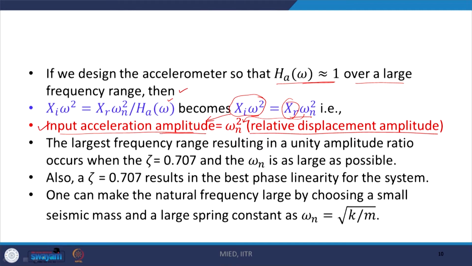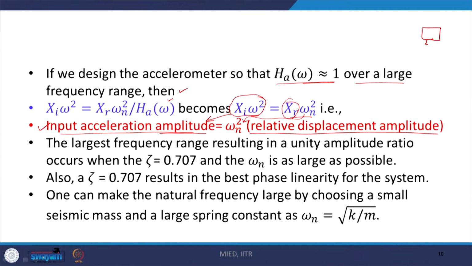Okay. And based on this principle, the accelerometers are made. So, here as I was telling you, the seismic mass, and we had the object here, and we tried to measure this value. This basically gives us the XR value.